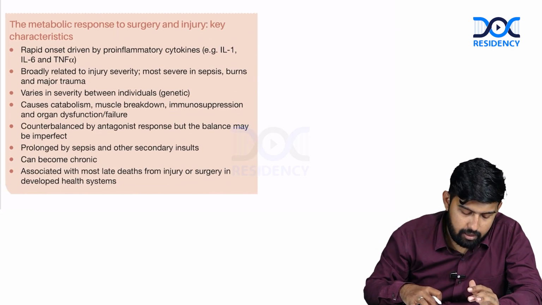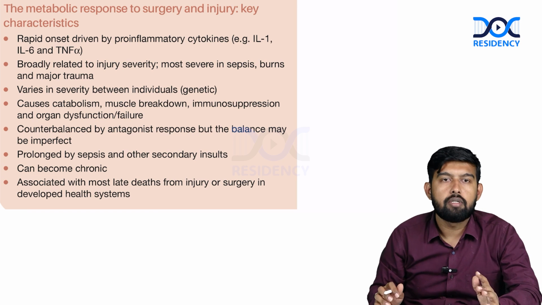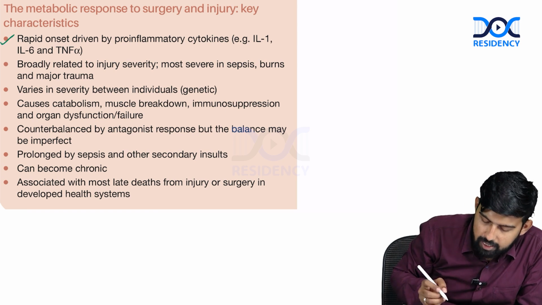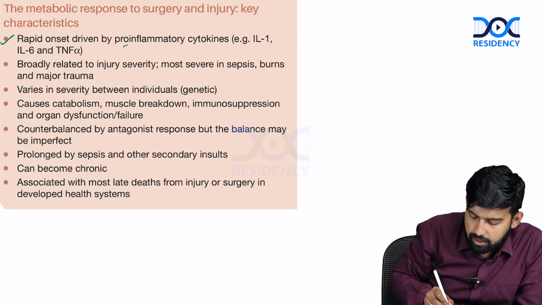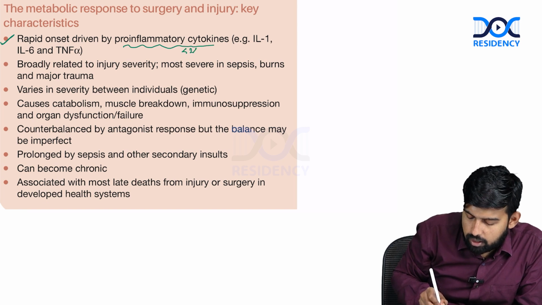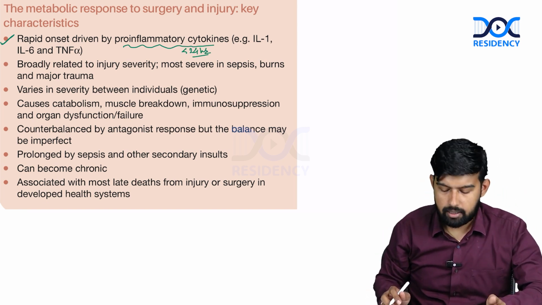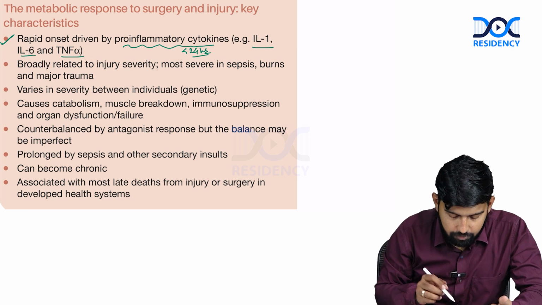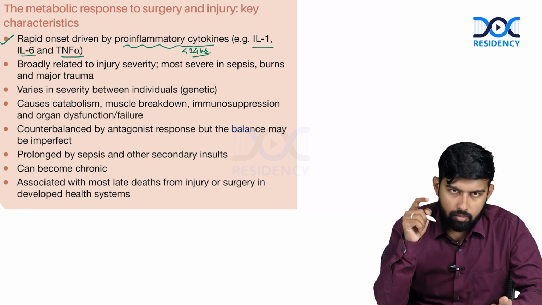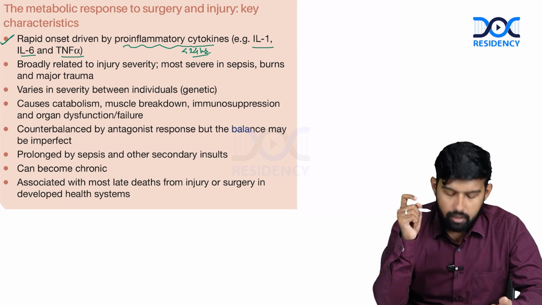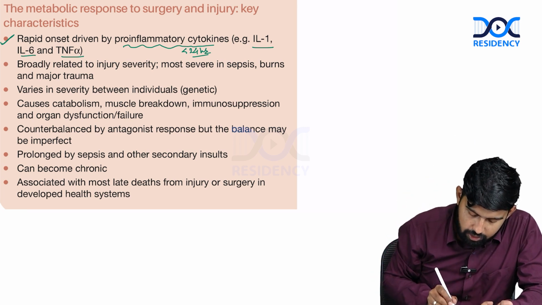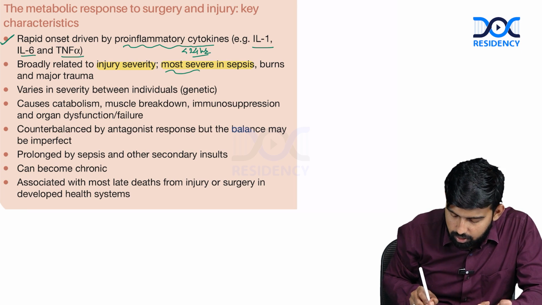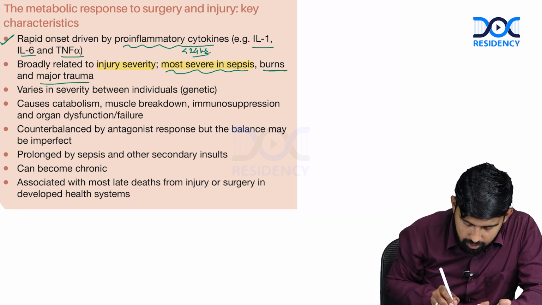So let's revise the metabolic response to surgery, short and crisp. It is a rapid onset driven by the pro-inflammatory cytokines, which appear within 24 hours of the trauma or injury. These are interleukin 1, interleukin 6 and TNF alpha. The responses are graded: the more severe the injury, the more severe the response. It is broadly related to injury severity, and the response is most severe in cases of sepsis, burns and major trauma.